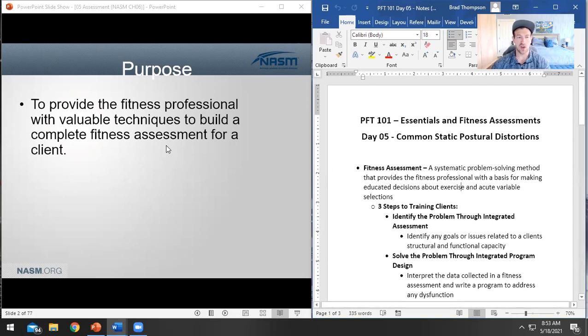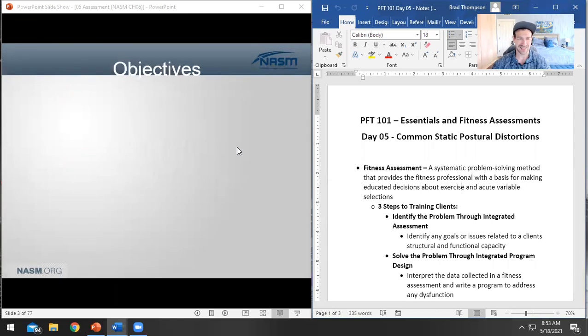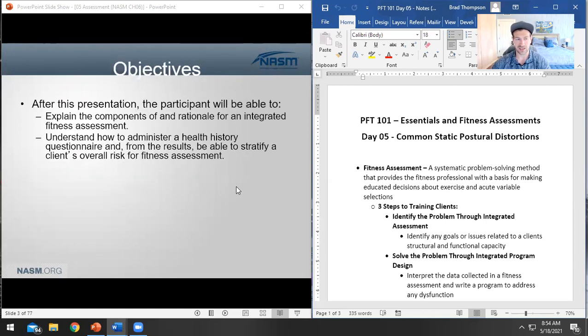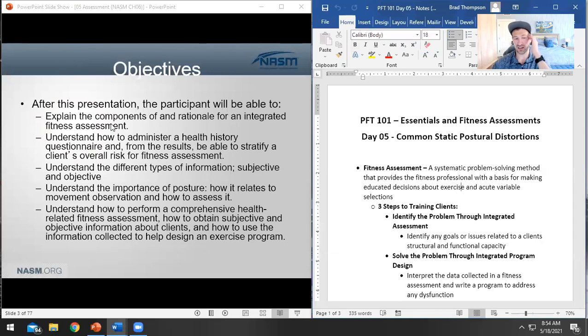So the purpose today, we are going to look at the techniques to build, it says, a complete fitness assessment, but really today we're just looking at static assessments, which provide us with information about how the body is supposed to move versus how these muscle imbalances affect the kinetic chain. And then we're going to be able to explain the components and rationale for an integrated fitness assessment. Again, today we are really just looking at static posture assessments. We're not looking at overhead squats. We're not looking at pushing and pulling assessments. Integrated would also mean we'd be doing a little bit of cardiovascular work. We're really keeping it simple here.